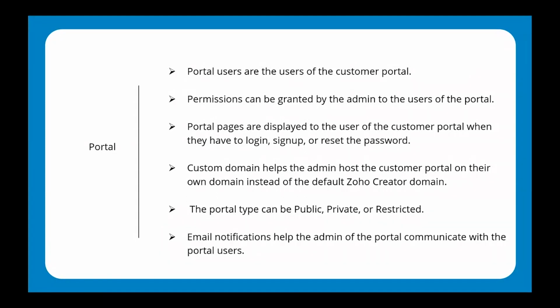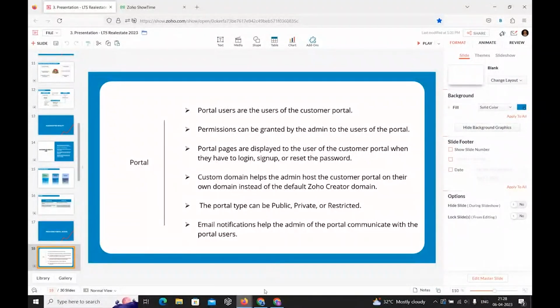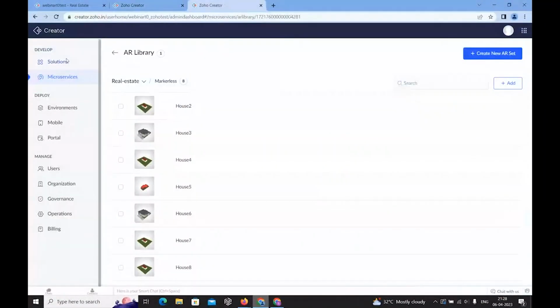And last is the email notification. If you want to communicate with your portal users, email notification can be used. So these are the few steps to be noted while giving portal access to your marketing executive. A detailed documentation on this portal will also be shared in the chat box with my co-trainers. Please refer to that. Now I'm going to show you a live demo on how to assign portal access.